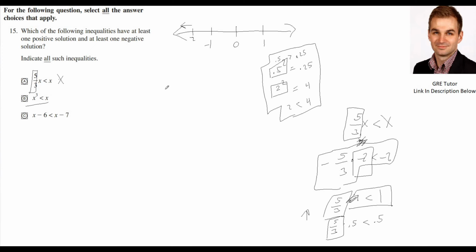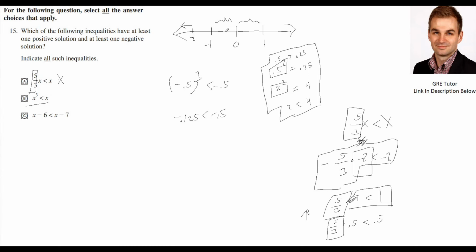Let's try going in the middle here. Let's go with 0.5, so let's test whether negative 0.5 cubed is less than negative 0.5. Well, does that work? Negative 0.5 cubed is actually going to be negative 0.125. Is that less than negative 0.5? Actually, no, that's not the case.